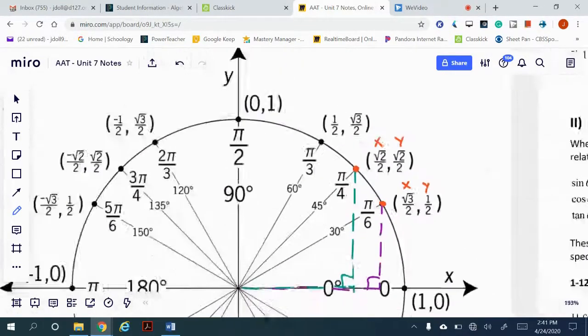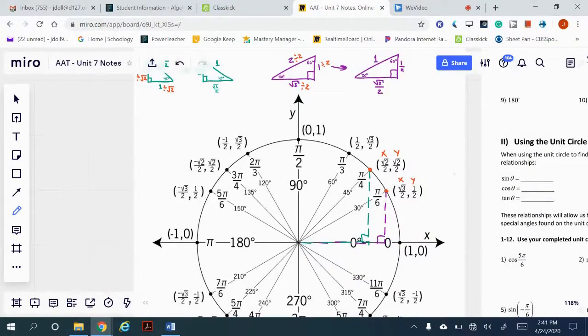All right, I'll be honest with you, you're not really going to need to know how to construct and all of the inner workings behind how the unit circle is created. What we are going to have to know, guys, though, is how we use the unit circle to help us understand our trigonometric relationships.